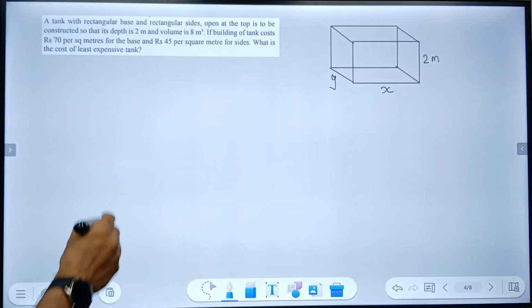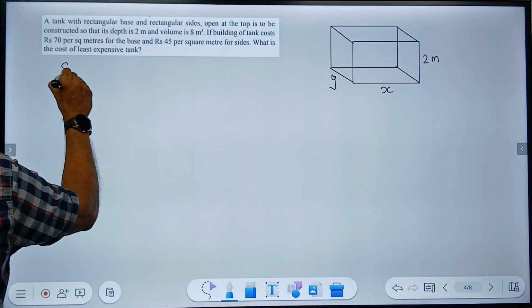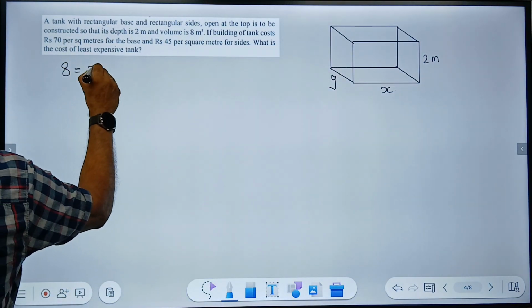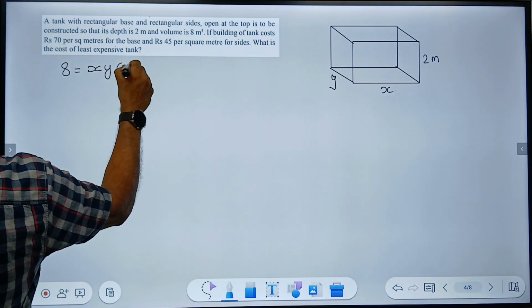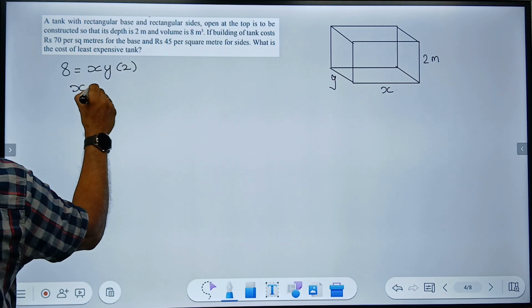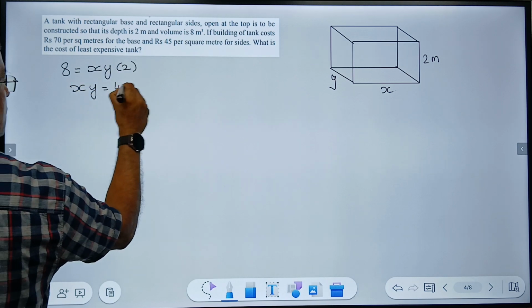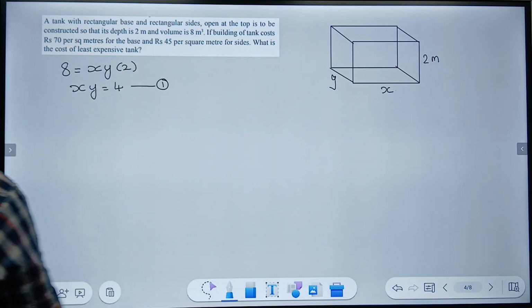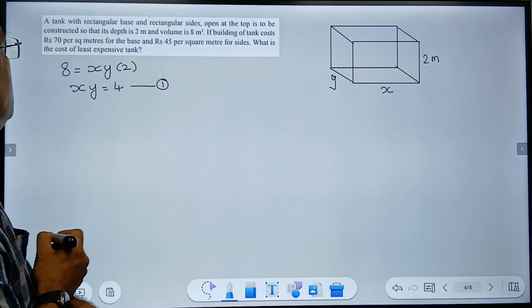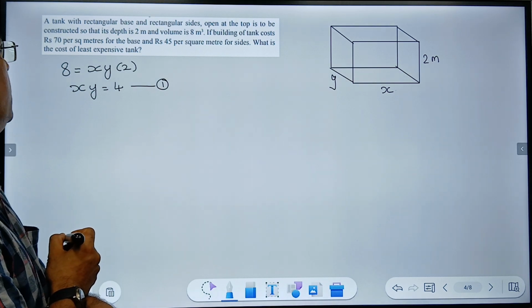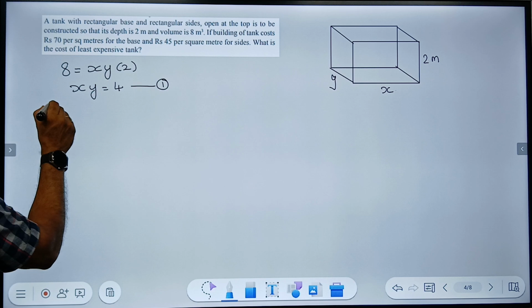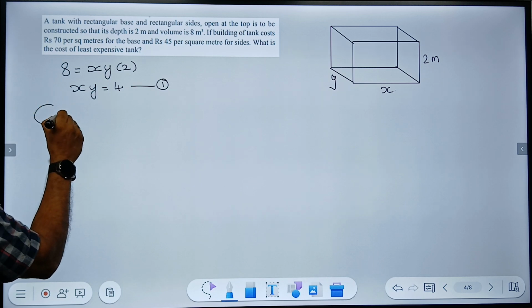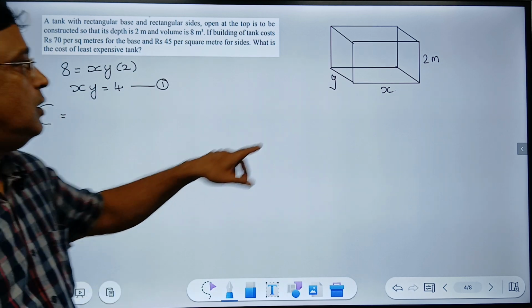So what is volume of the box? Volume of the box is 8, which is length into breadth into height. So from this you know xy equal to 4, which I call as 1. Okay. Now I want to find the least cost. So what is cost? The cost function. I'm talking about the cost function.